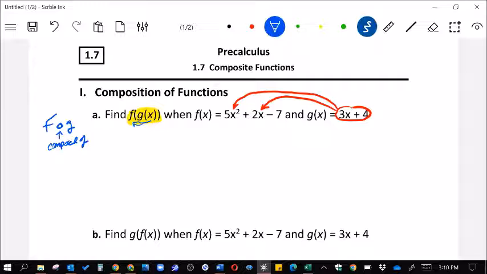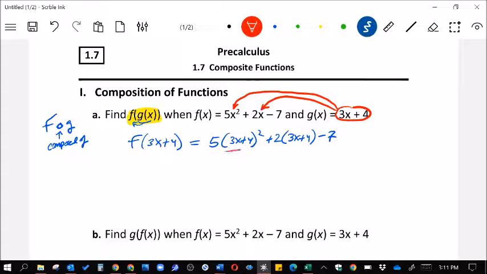And so now let's rewrite that. F, and essentially what we're saying, it's f of 3x plus 4. Okay, we'll put that in there. 5, 3x plus 4 squared plus 2, 3x plus 4 minus 7.